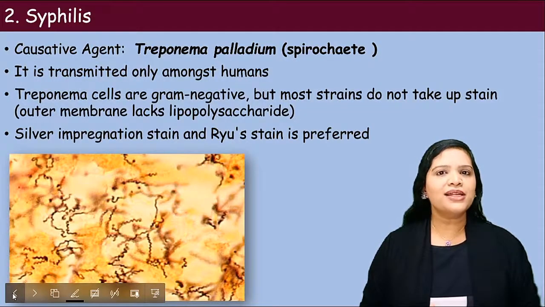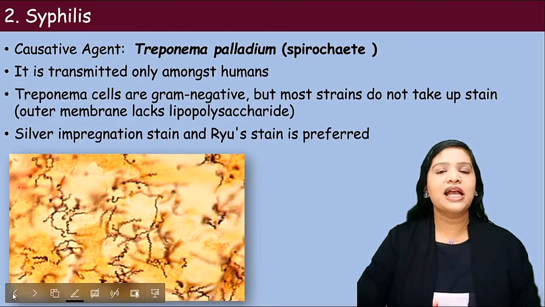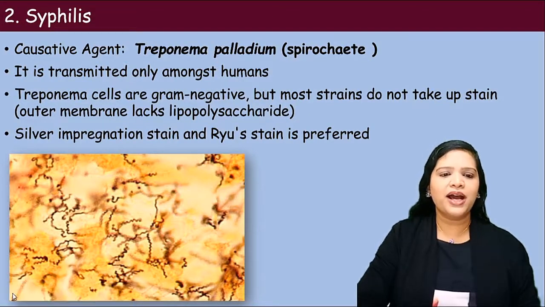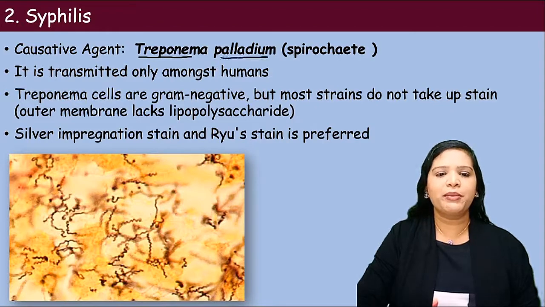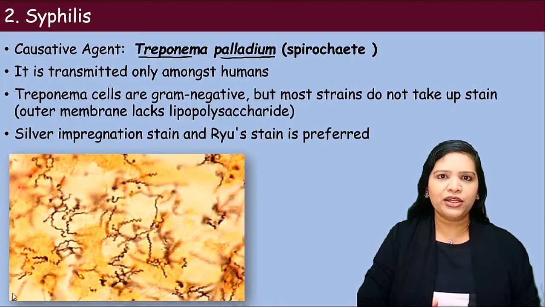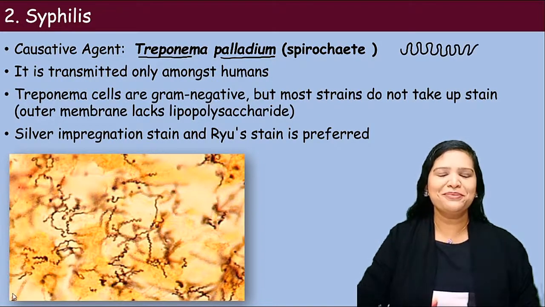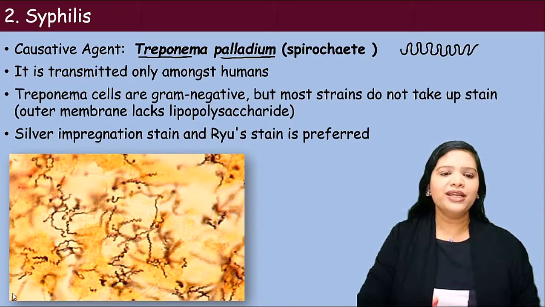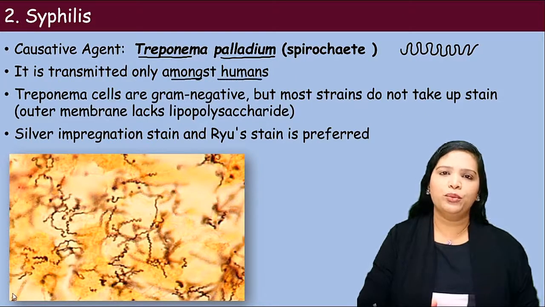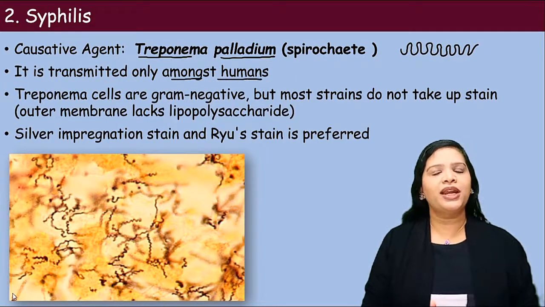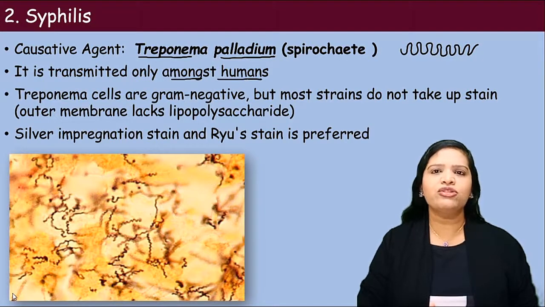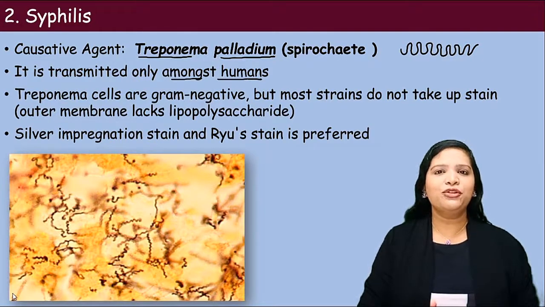Right. So what is the causative agent for syphilis? Syphilis is a bacterial disease caused by the bacteria Treponema pallidum. So this is a spirochete. Spirochete means a spring-shaped bacteria. The important characteristic of this bacteria is it is transmitted only amongst human beings. From one human to another human only it gets transmitted. There is no other host like animals or birds or any vectors for this disease. Only human is the host.